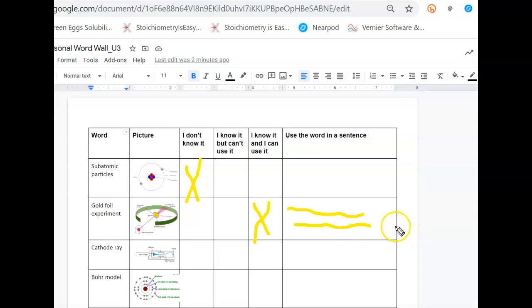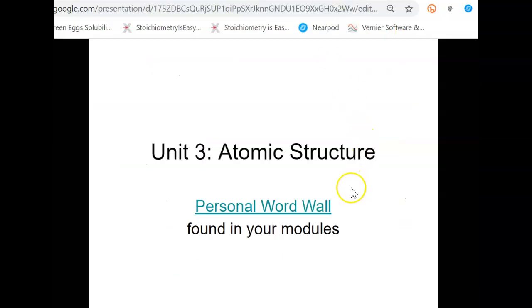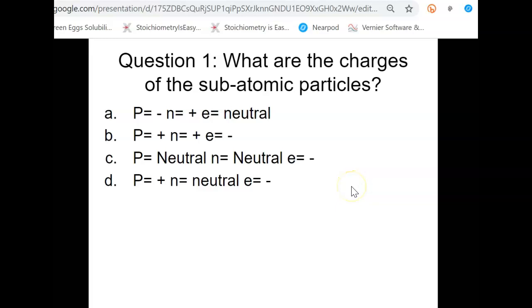Okay, so that is enough about how a personal word wall works. I'm going to ask that you turn this in on the last day of this particular unit. It will be a formative grade. Until that time, you are responsible for this document all by yourself. You can fill it in as we go along. You'll probably be able to fill in a lot of these as we go through this part of the presentation today. Okay, so let's move this along, and I'm going to close our personal word wall, and we're going to go back to the next part of our presentation.